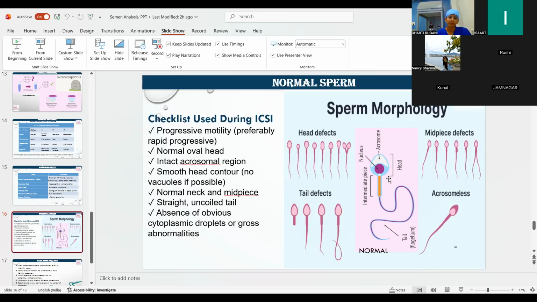For normal ICSI also, we pass the semen sample through multiple preparation methods. We do double density, we do swim up, and then we put it in the PVP in the last corner, and then the most motile sperm comes to the other end, and from that end we take the sperm and then inject it. So it goes through a double or triple layer of separation or filtration, and then we take that sperm for ICSI.